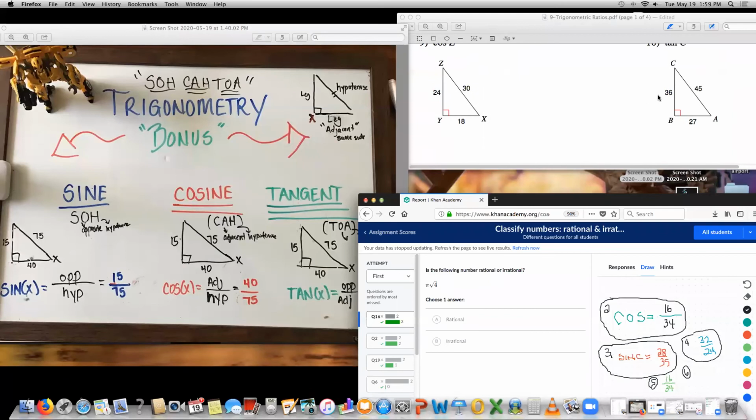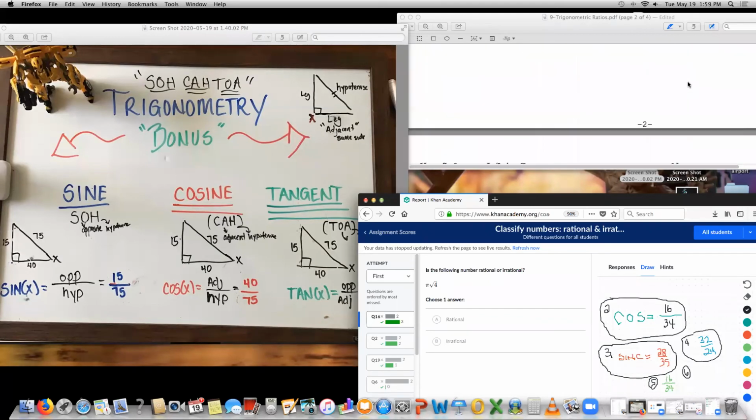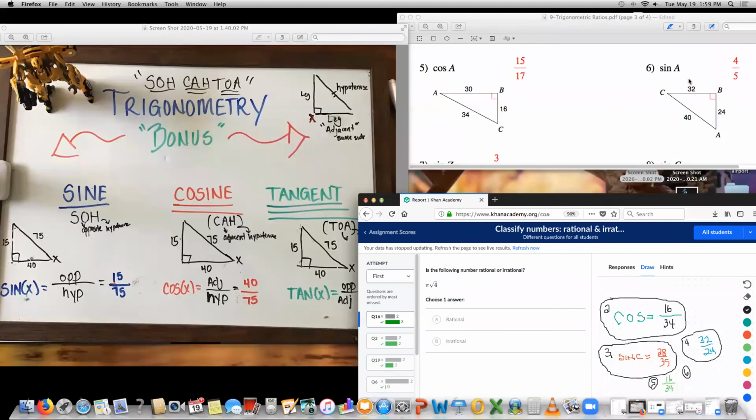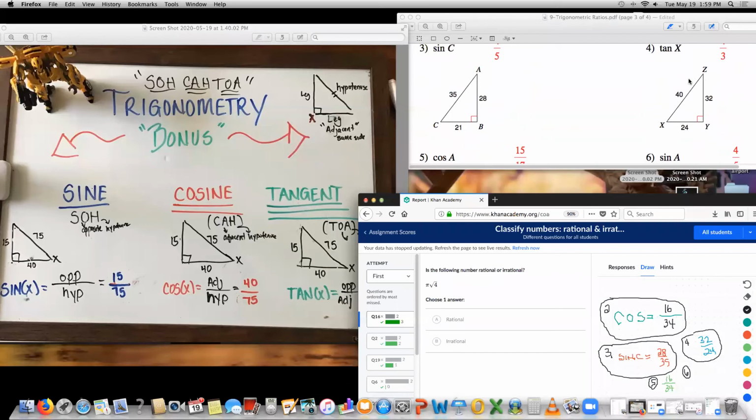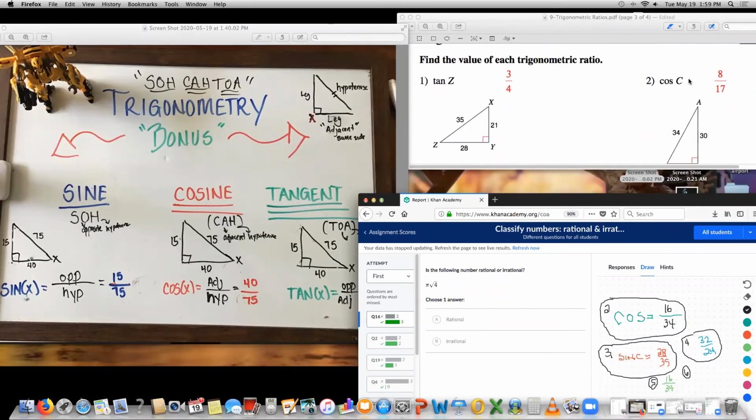I'm not going to hold y'all long today. Let me show y'all real quick so y'all can see the answers. We did 1 through 6. So we got 3 over 4, and number 2, 8 over 17. Remember, it just simplified 16 over 34. They simplified it by 2, so 16 over 34 is 8 over 17. So we are correct. It's the same thing.